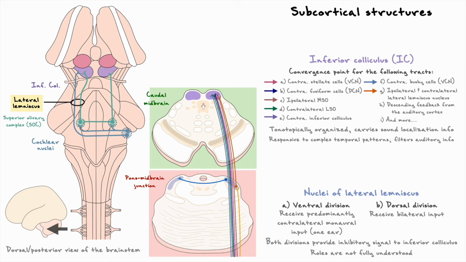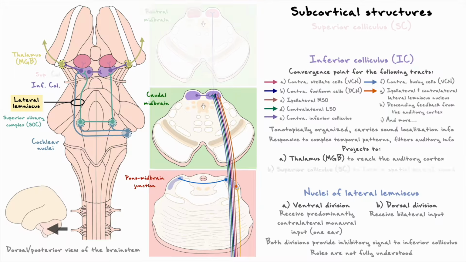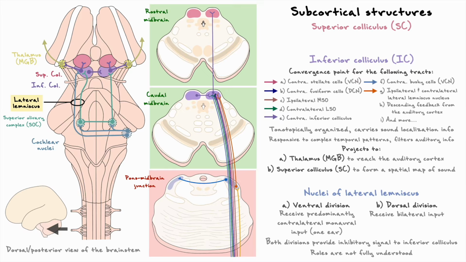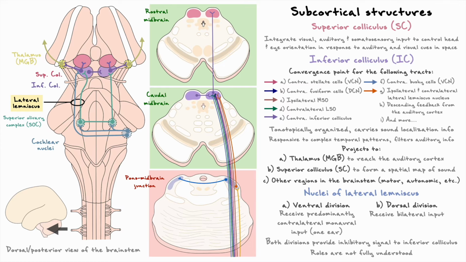Projections-wise, the inferior colliculus is known to project to the thalamus to reach the auditory cortex. It is also known to reach the superior colliculus in the rostral midbrain, where visual, auditory, and somatosensory input is integrated to control head and eye movement in response to visual and auditory cues in space. Finally, it is also known to project to other regions in the brainstem, including some that mediate motor and autonomic tasks. Hopefully, this segment on the inferior colliculus gives some intuition on what it does, but by no means does it represent an exhaustive list of what it performs. The circuits in the midbrain can get pretty intricate.